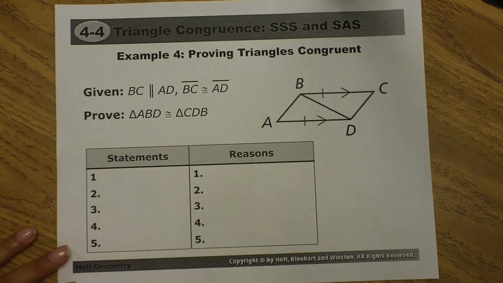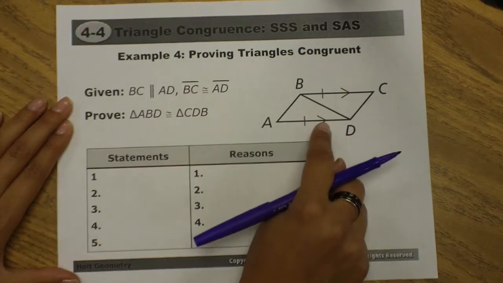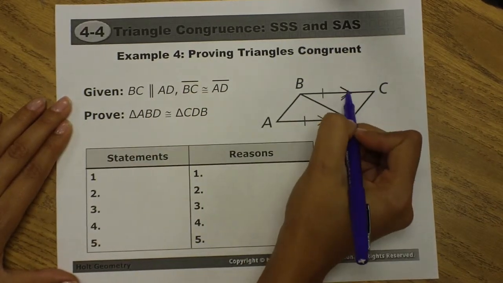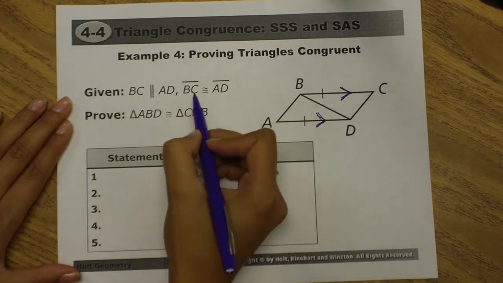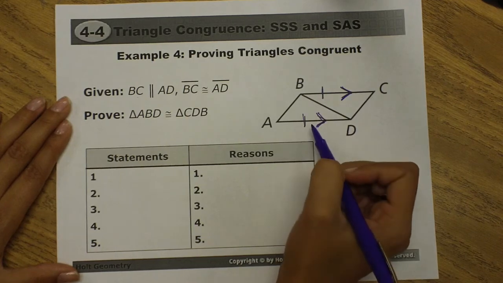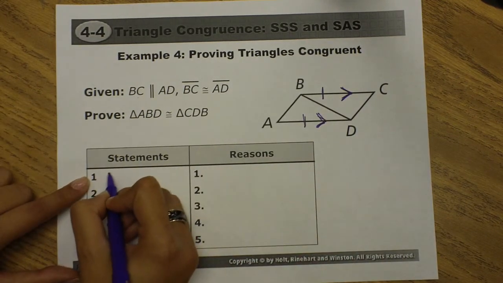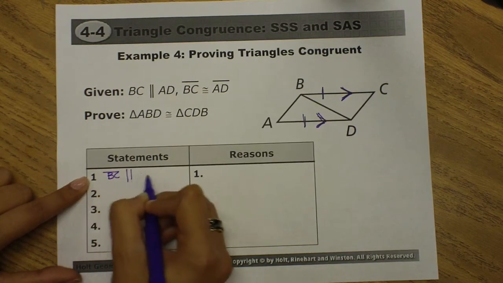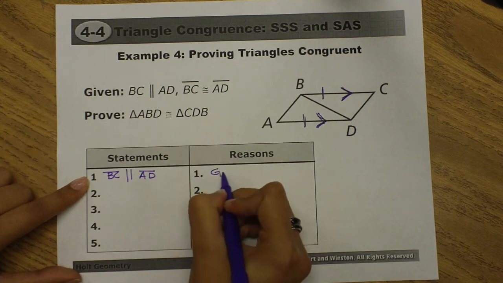Postulate. This is the last one. Alright, so given that BC and AD are parallel, and I know that they're parallel because they're marked with these little arrows, so that's my given information, and then I also have that BC and AD are congruent. Again, they're marked congruent. So I'm going to use my first piece of given information, that BC is parallel to AD, and then I'm going to put given here.